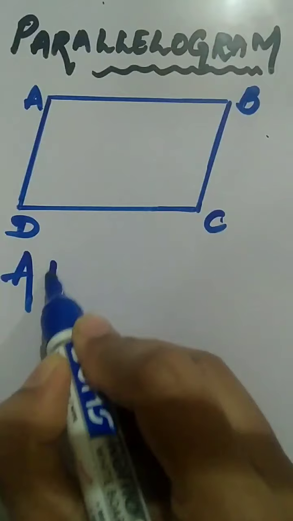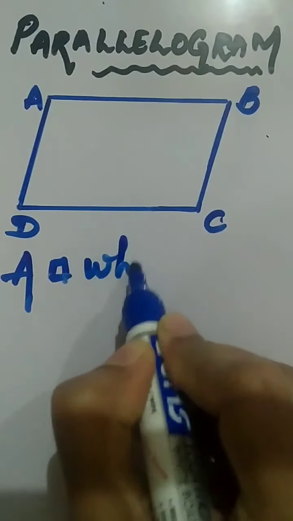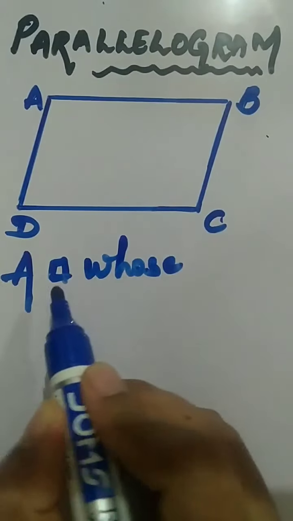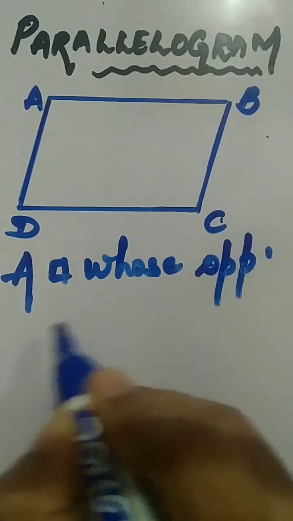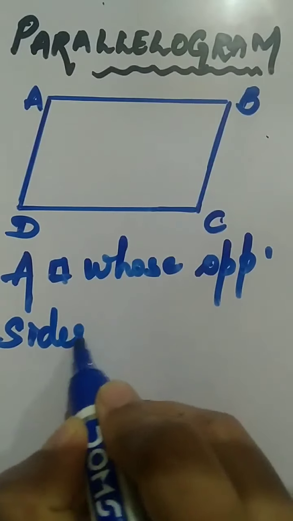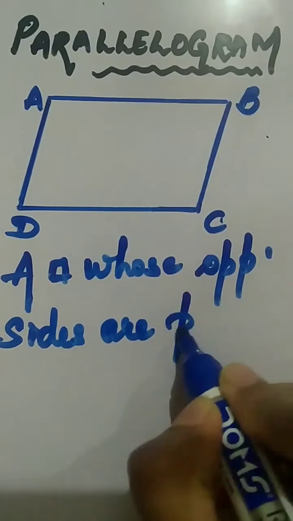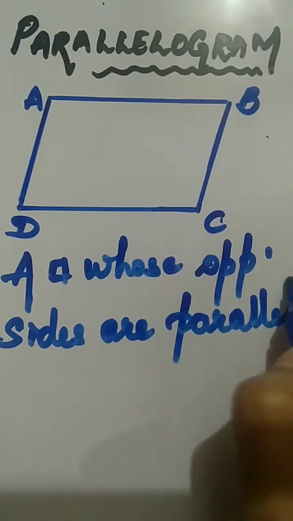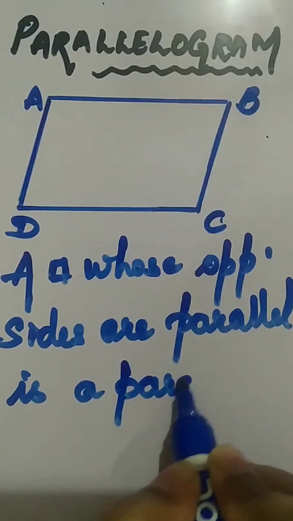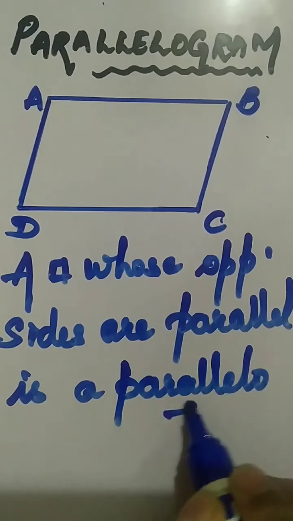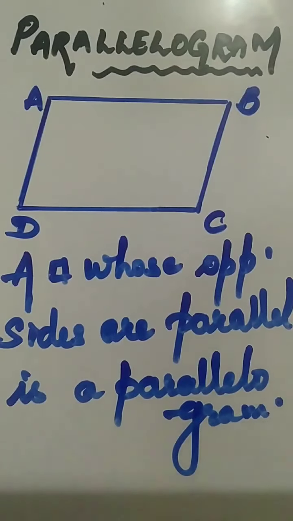A quadrilateral whose, you write in full word here, quadrilateral. A quadrilateral whose opposite sides are parallel is a parallelogram. So, this is the definition. A quadrilateral whose opposite sides are parallel is called a parallelogram. So, how will you define? You should not state the property when asked for the definition.